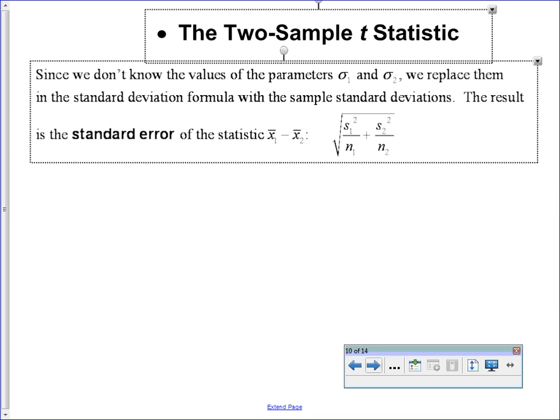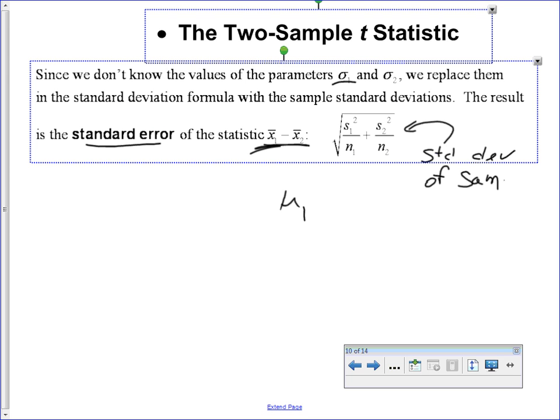Now, because we don't know the parameters sigma, we'll never know what sigma is. If we knew sigma, we'd know what this was and we wouldn't be messing with x bars. We're going to have to use the standard error and use the standard deviation of our samples. But as we saw, when we approximate the standard deviation of the population with the standard deviation of our samples, we get a different distribution. And that distribution is the t distribution.